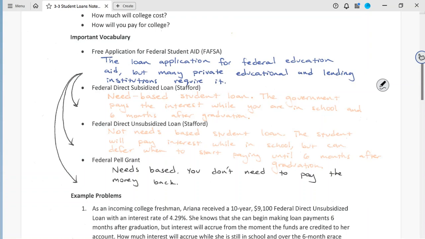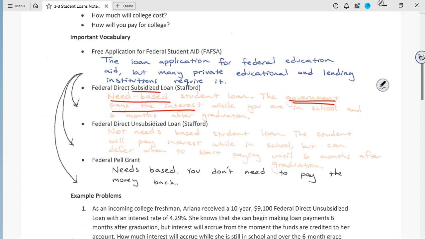There are federal direct subsidized loans, or Stafford loans. These are needs-based student loans. The government pays the interest while you're in school and for 6 months after graduation. Okay? Notice that it's subsidized, it's needs-based, and the government pays the interest. Okay? That's different from a federal direct unsubsidized Stafford loan. This is not needs-based. The student will pay interest while in school, but you can defer this and start paying until 6 months after graduation.